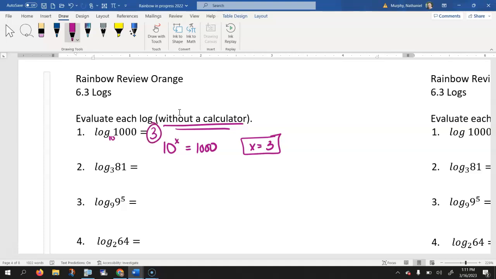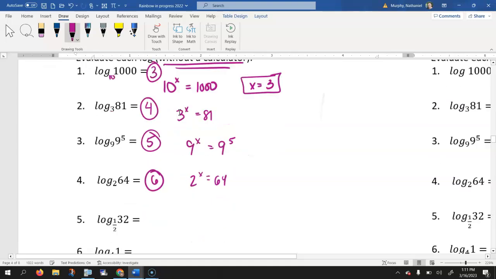So remember, we're always looking to see what's the exponent. So what exponent would I apply to 3 to get 81? Well, 3 to the 4th power is 81. What exponent would I apply to get 9 to the 5th power? Well, the bases are the same, so we can compare exponents, so x would equal 5. So my answer would be 5 for this one. 2 to what power equals 64? Well, remember, 2 to the 5th power is 32, so maybe you have that one memorized. But 2 to the 6th power would be 64, so our answer would be 6.